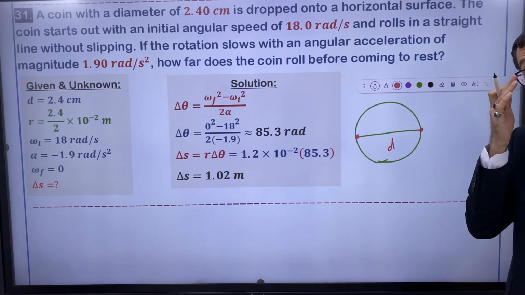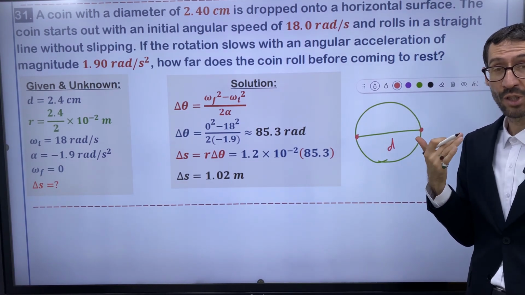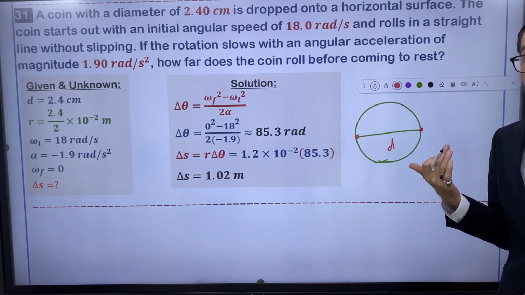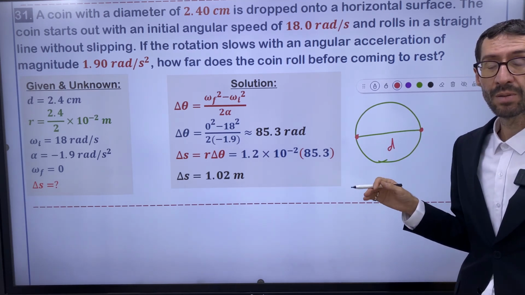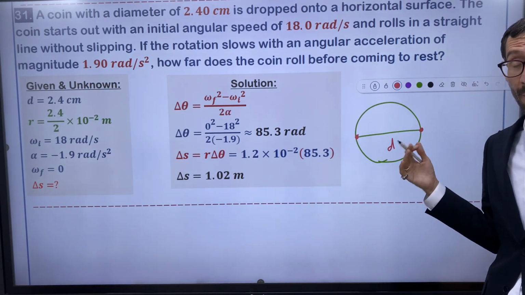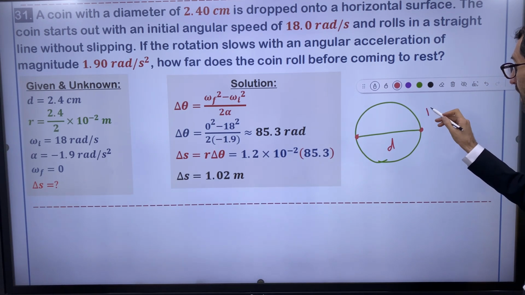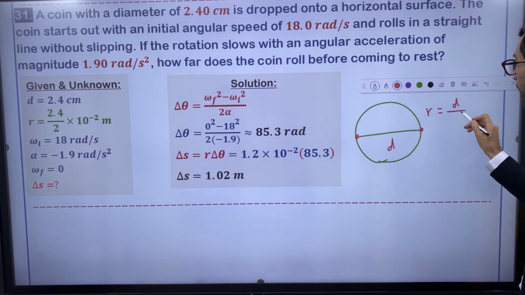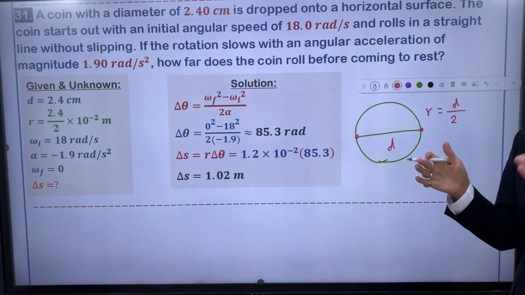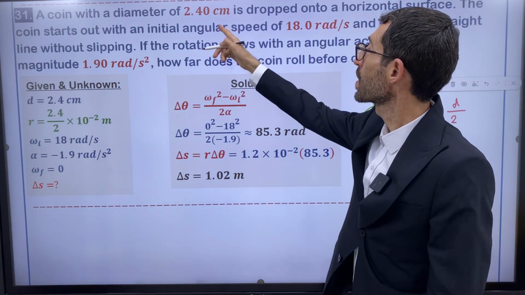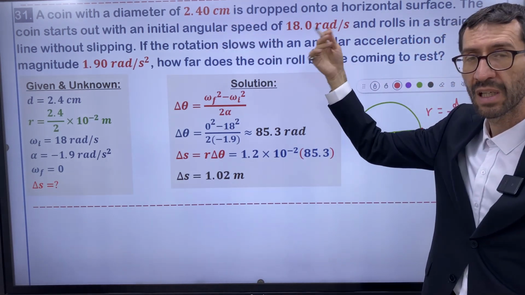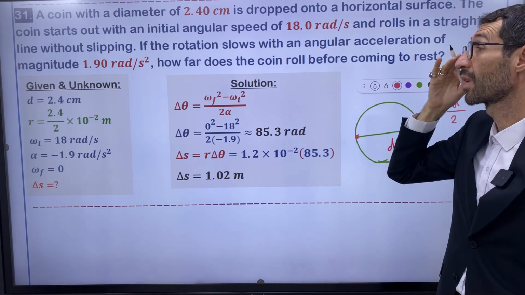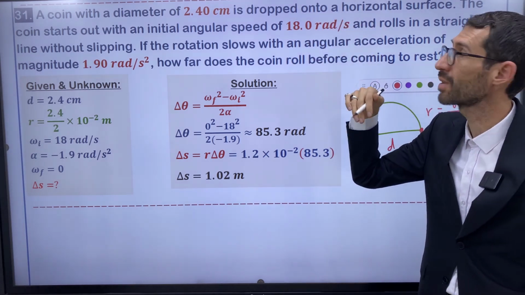Do we need diameter in our calculation or radius? Guess the answer. Of course, radius. We don't need diameter, but it actually helps us to find the radius, and radius is equal to diameter divided by 2. You have to divide the diameter by 2. So 2.4 centimeter, and you have to convert the centimeter into the meter by dividing the number by 100.